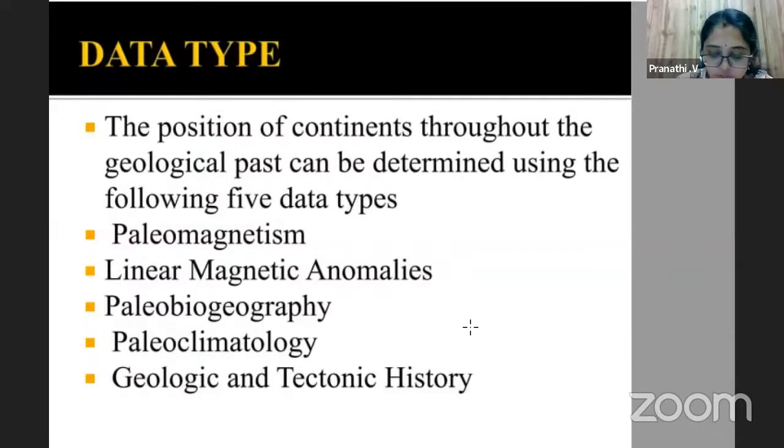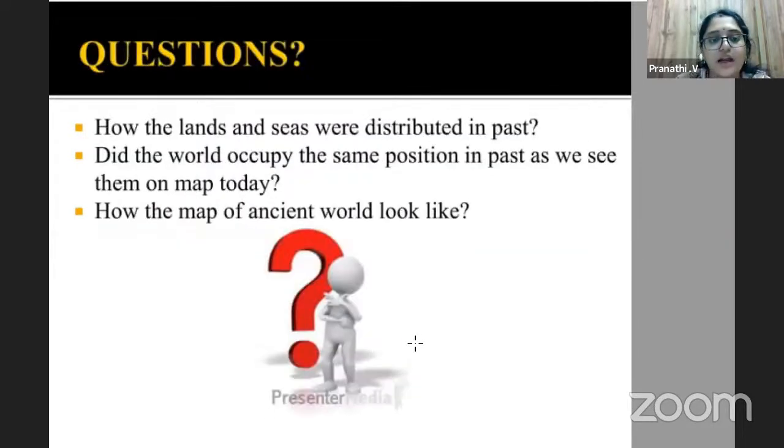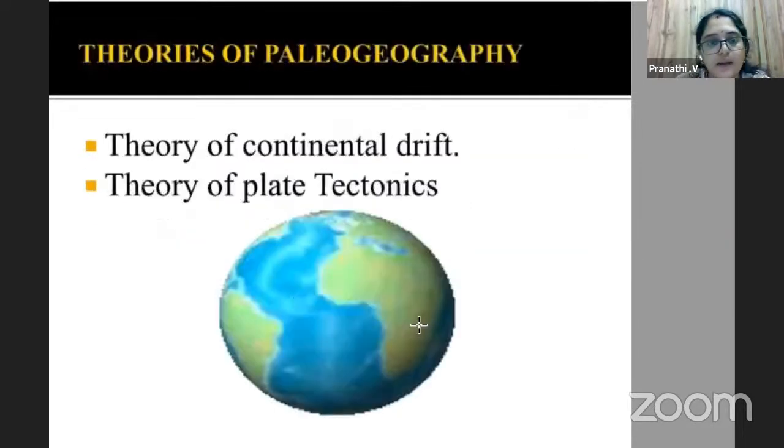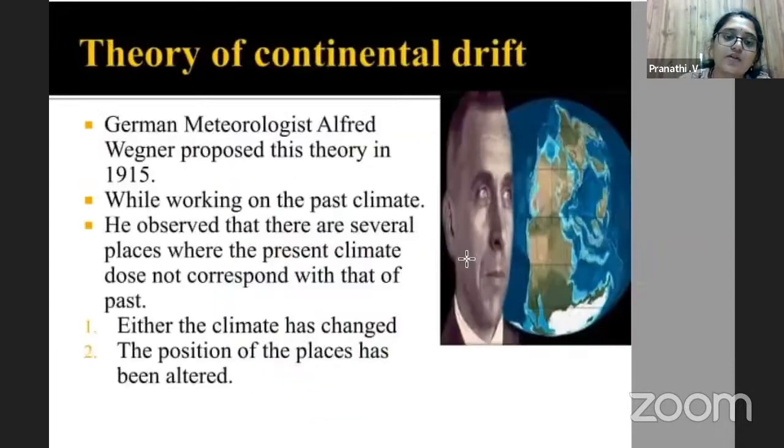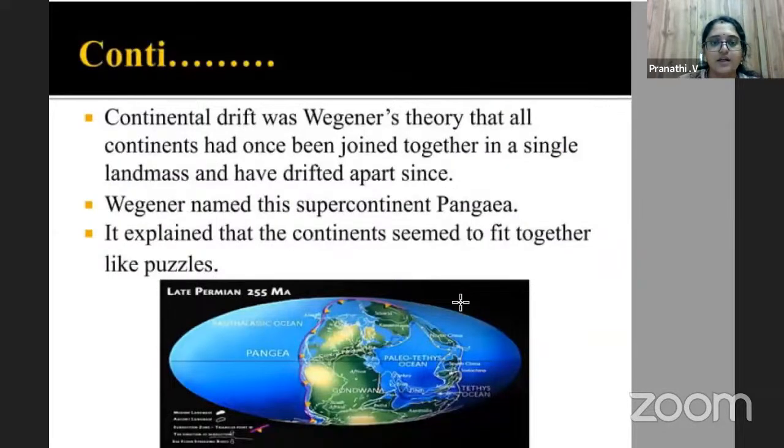So Alfred Wegener had proposed the continental drift theory. He had done a lot of study of the maps, and then he proposed the theory of continental drift and the theory of plate tectonics. Observing different places, he came to the conclusion that either the climate has changed or the position of the places has been altered. So according to continental drift, all the continents were joined together first and then they drifted apart.